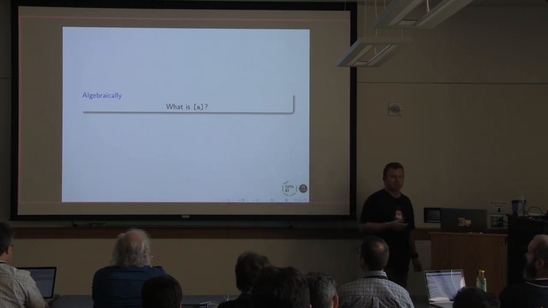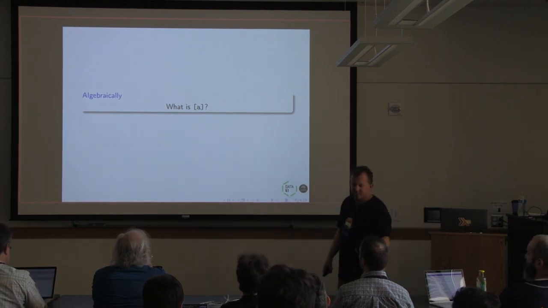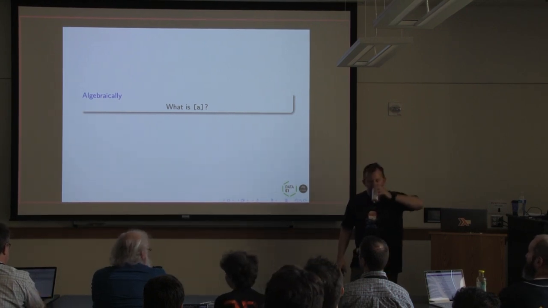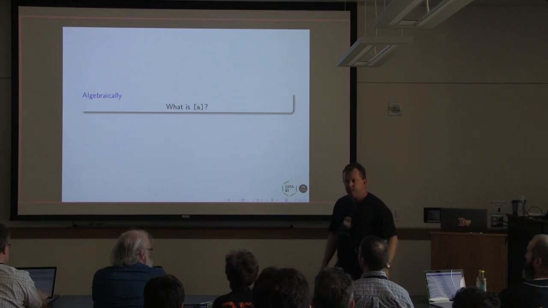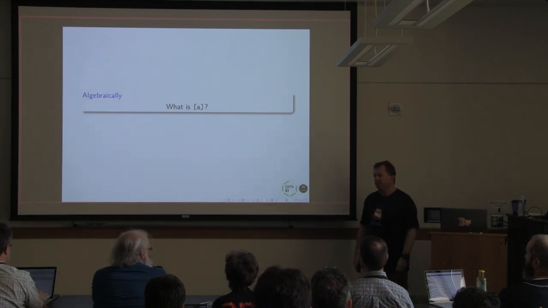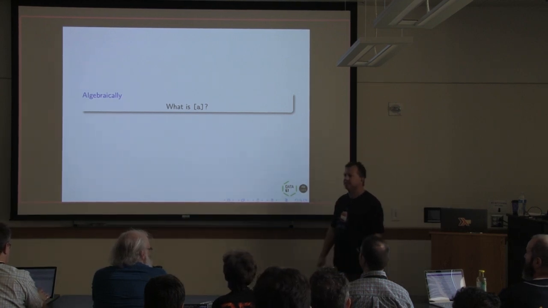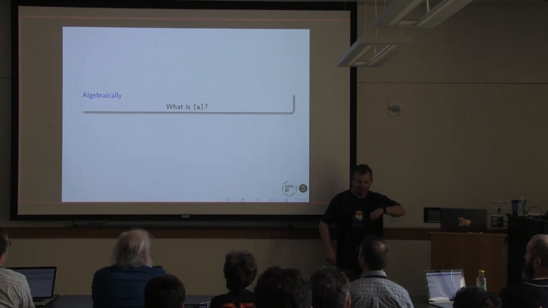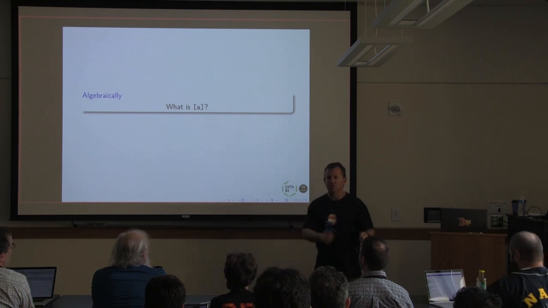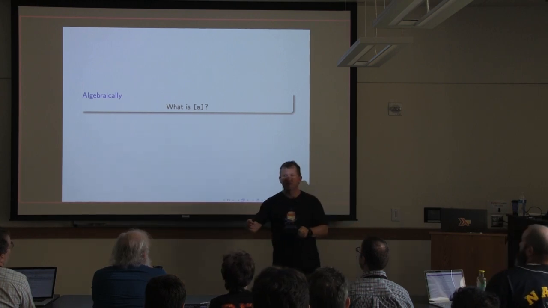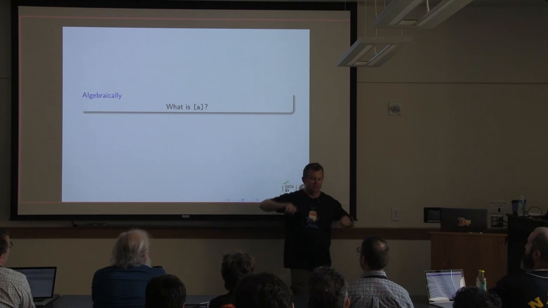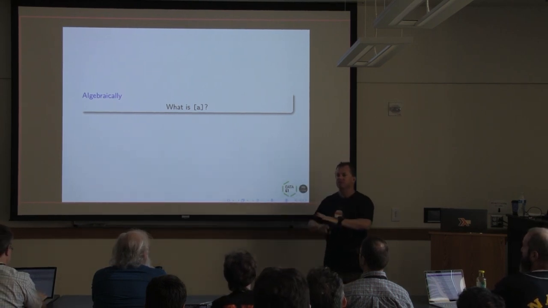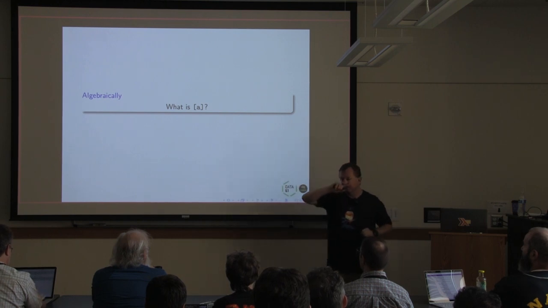Okay, what's a list of A, algebraically? Who said 1 plus A? It's close. Do you agree that it's either 0 A's, or 1 A, or 2 A's, or 3 A's, and so on? It's A to the power of 0, plus A to the power of 1, plus A to the power of 2, and so on. It's a series.